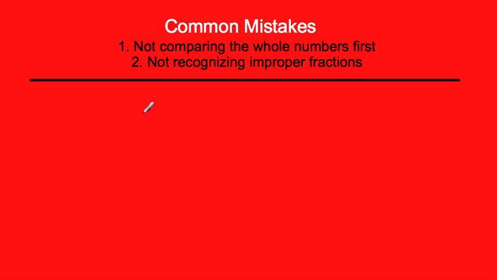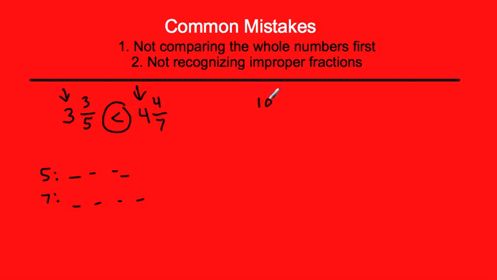Our common mistakes. Okay, not comparing the whole numbers first. I already showed you an example of that, but this is very, very common. Students will list out something like this, 3 3/5, comparing that to 4 4/7, and they'll start in on the common denominators, and they'll list out all their multiples without ever just checking whole numbers. Right, 4 is greater than 3. You don't need to go any further than that. It's just, that's it.